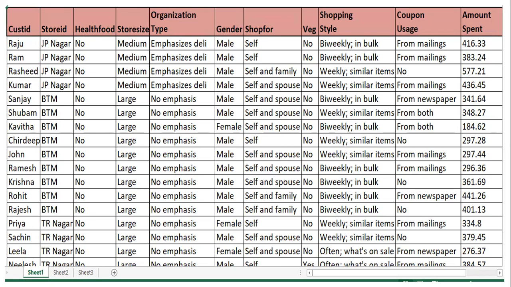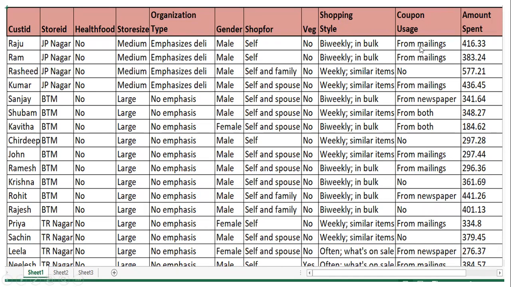So you see customer ID, store ID, health food, store size, organization type, gender, shop for, whether he's buying vegetarian food or not, what's his shopping style, right? You can see here the first person, Raju, he shops bi-weekly and in bulk. The second person does the same. The third person basically shops weekly, and he shops similar items. Now, what about the next variable, coupon usage?